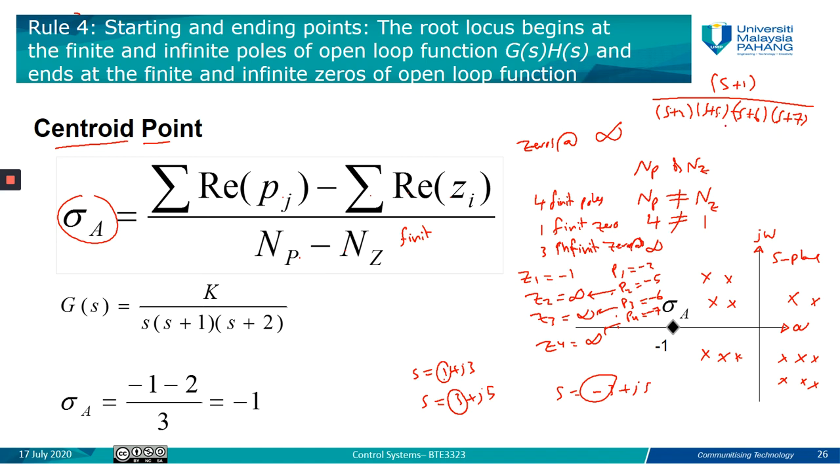So if I ask you now for this function, how many poles? We have 4 poles. If we want to apply here, it will be 4. How many zeros? Actually, finite zero only 1. The rest all go to infinity.